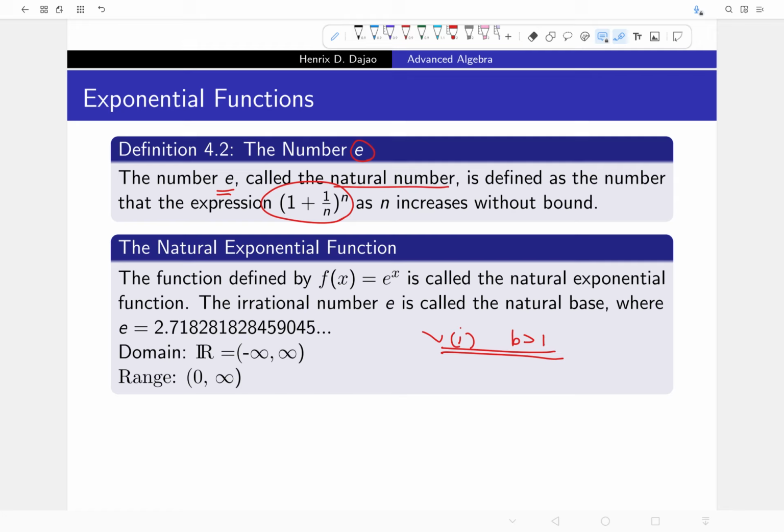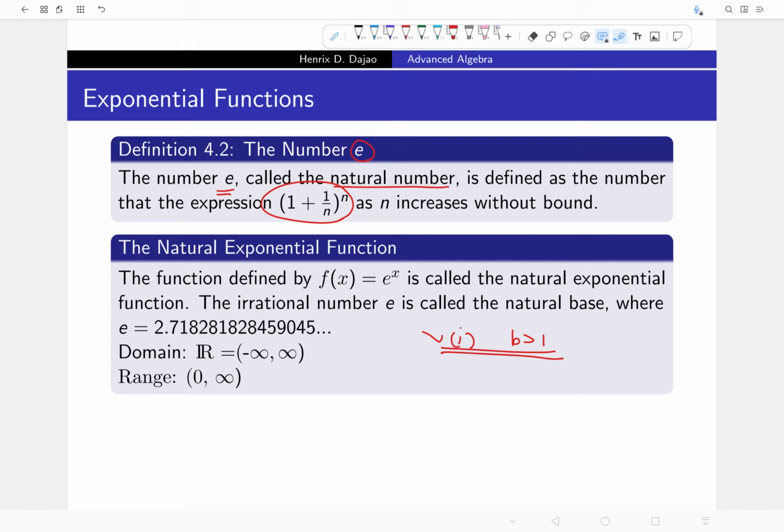Now, let's define the natural exponential function. This natural exponential function is just a special case of our exponential function where b is greater than 1. Because we already know that e here is greater than 1, since it's 2.71, that's greater than 1. So we're considering the case that b is greater than 1.